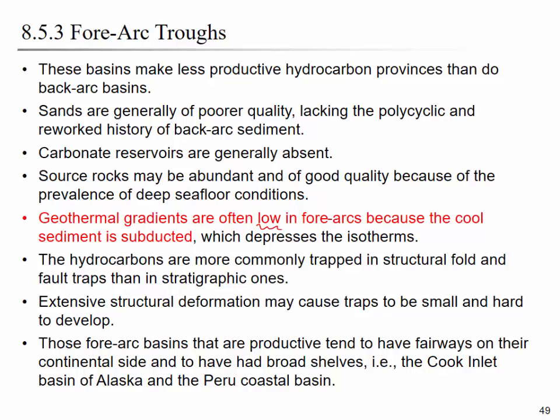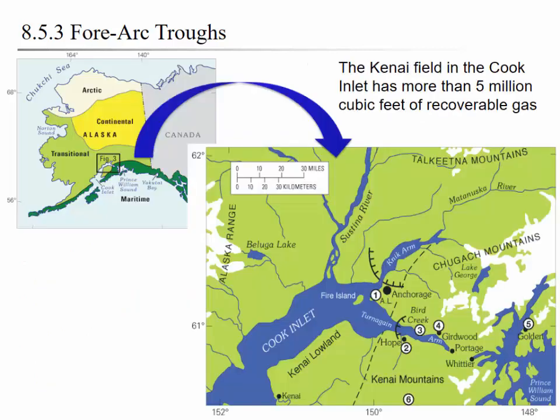But in some cases, fore arc basins are productive, and those tend to have fairways on their continental side and to have a broad shelf. These are examples of those, and we have the pictures. In Alaska, there are a lot of natural gas reservoirs. These are fore arc basins, and this is some cases where you have a hydrocarbon reservoir in the fore arc basin.